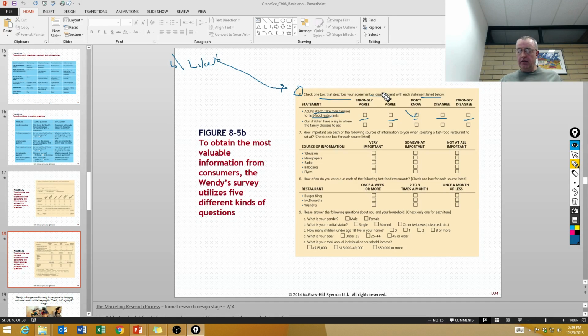Okay, so the second method of research is after surveys. The second method of research is the experimental method, and the experimental method is often used to determine causal relationships. So we're trying to determine a relationship between a cause and an effect, otherwise known as an independent variable and a dependent variable.